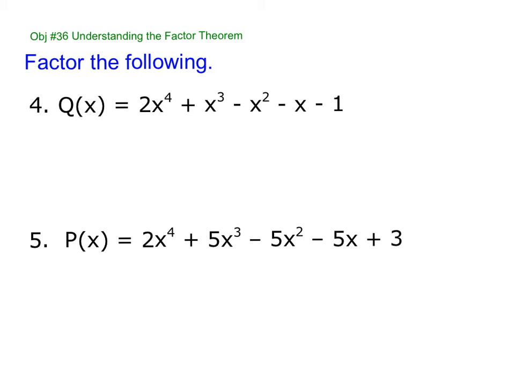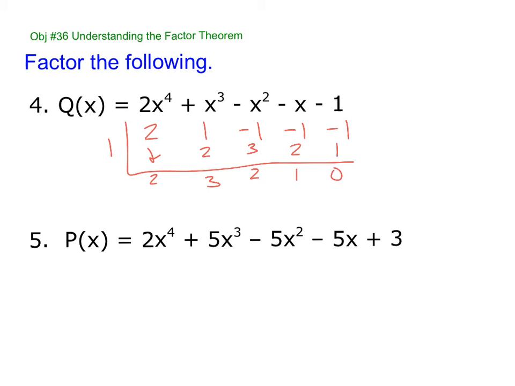All right, so now pause. So these are to the fourth, so these are more work, right? So you're going to have to do this process twice. 2, 1, negative 1, negative 1, negative 1. All right, it's got to be a 1 or a negative 1. Has to work. 2, 3, 3, 2, 2, 1, 1. Yep, I knew it. So we get x minus 1.